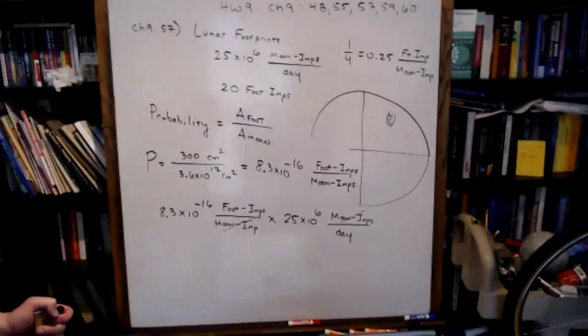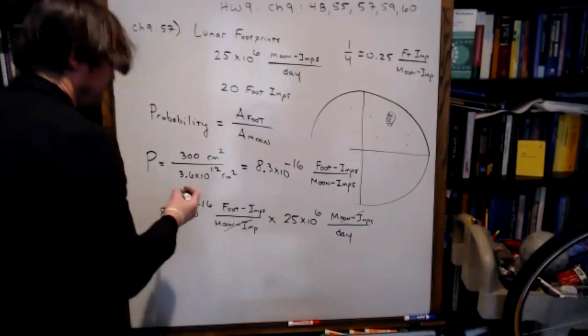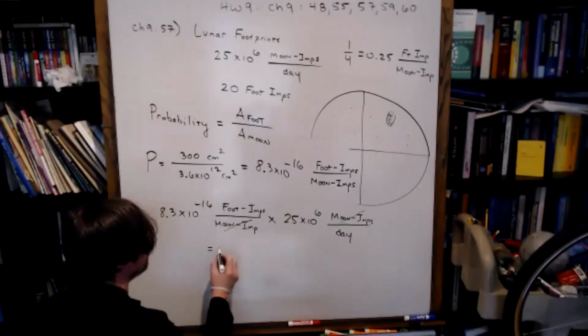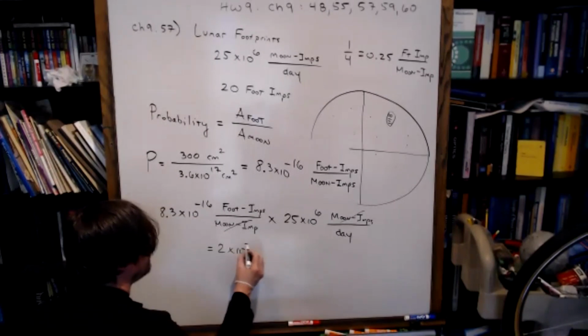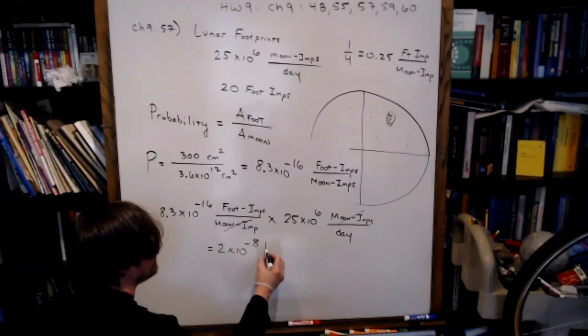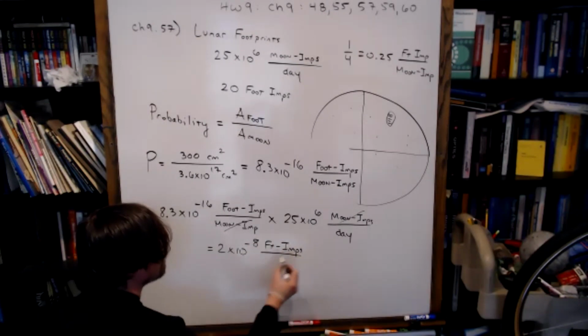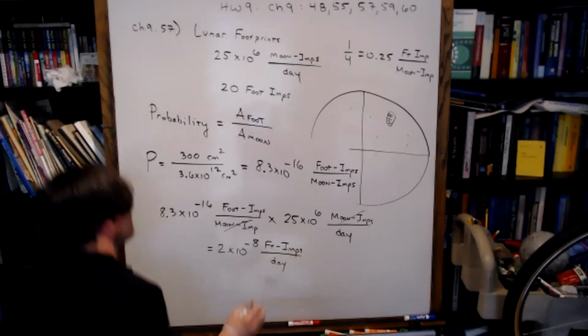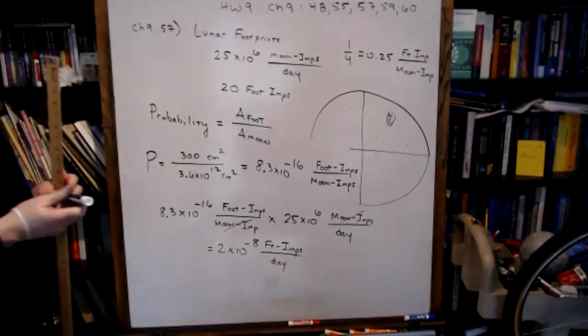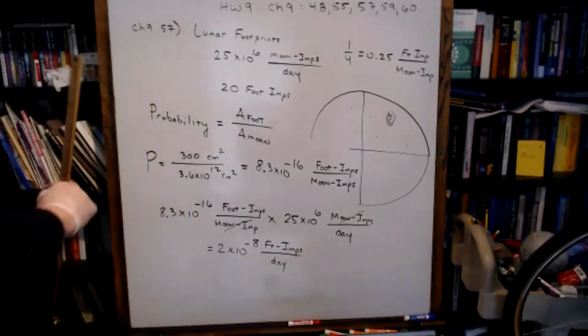What do you get? 2 times 10 to the minus 8. Okay. You get 2 times 10 to the minus 8 foot impacts per day. Okay, I need some big thoughts here. What should I do next?